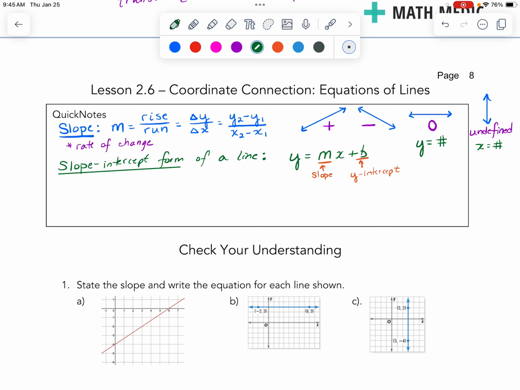That's something I have to think about pretty carefully, and I know others do as well, because when I see a horizontal line, I think of the x-axis, so I want to say x equals a number, but that's not the case, right? You have to remember a horizontal line goes through the y-axis, so the equation is y equals a number.